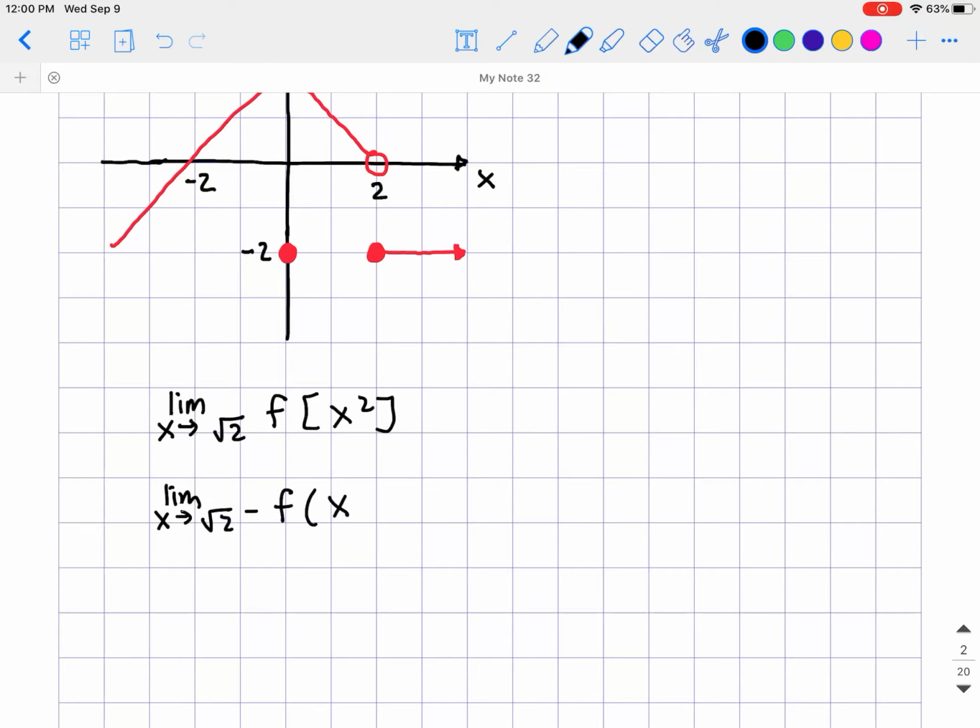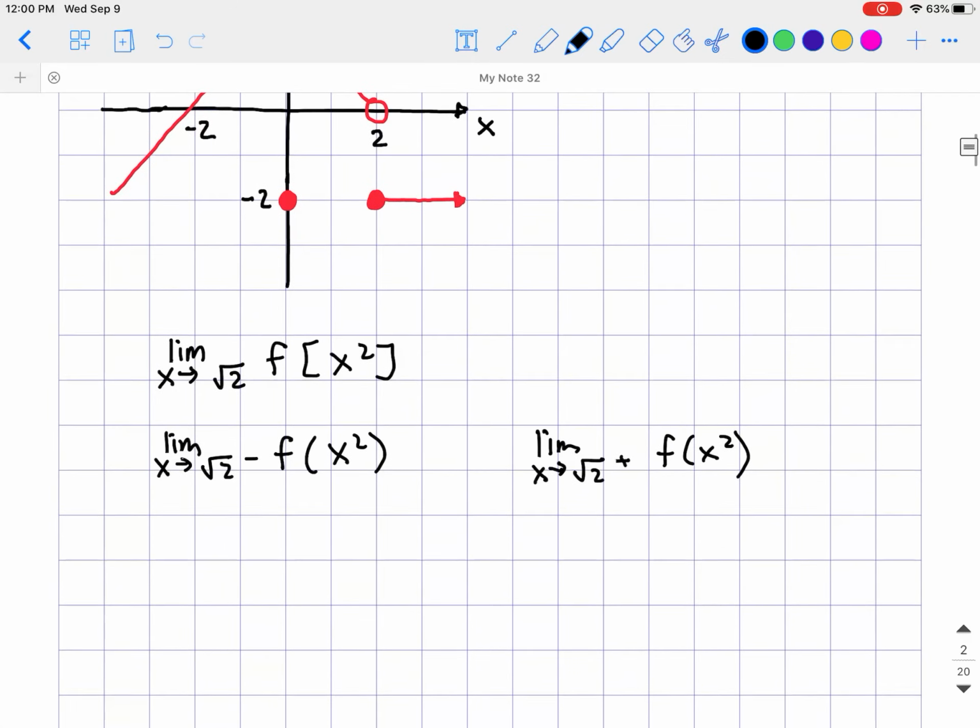Limit as x approaches root 2 from the left of f of x squared. Okay, and then we also want to find the limit as x approaches root 2 from the right of f of x squared. Coming from the left, coming from the right, I want to see exactly what happens. So now we're going to make our substitution.